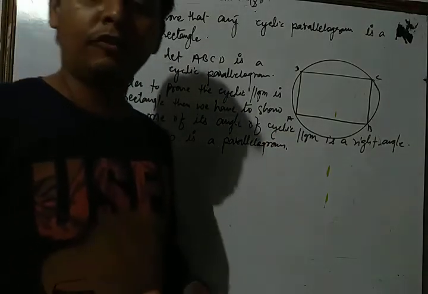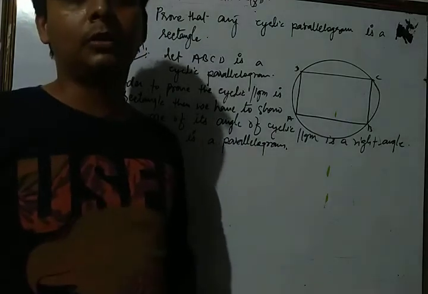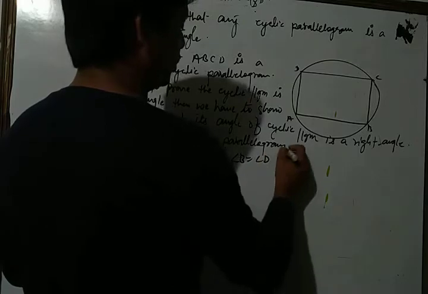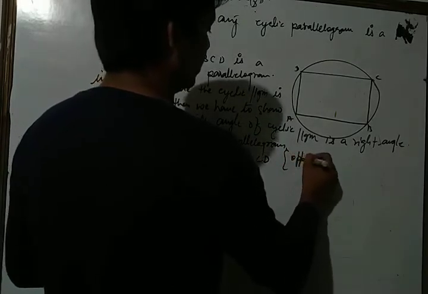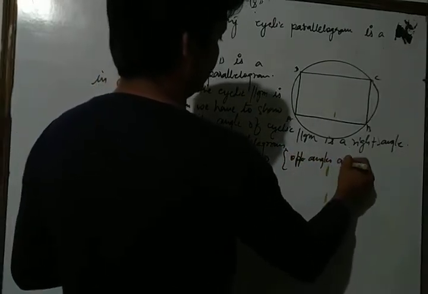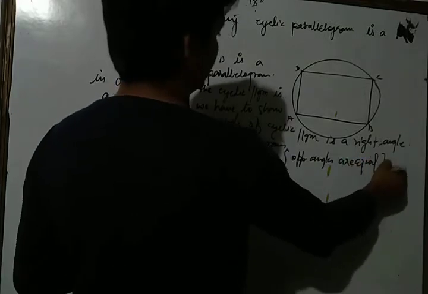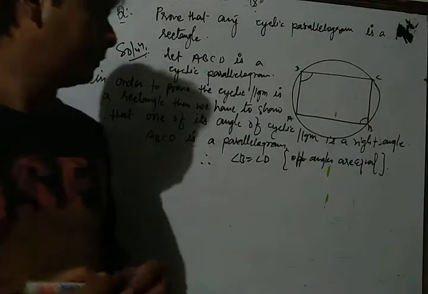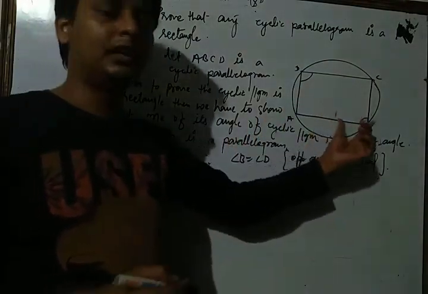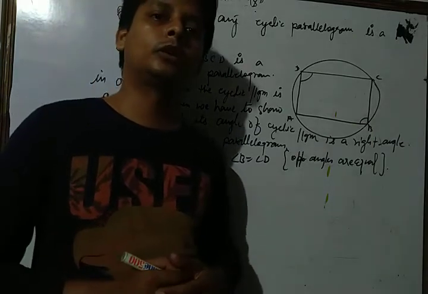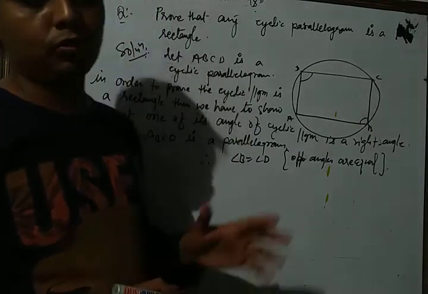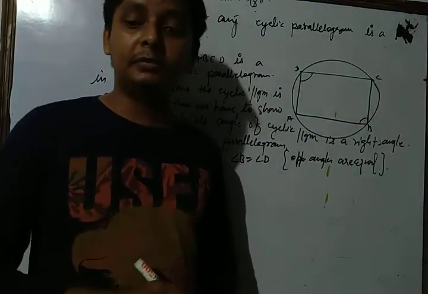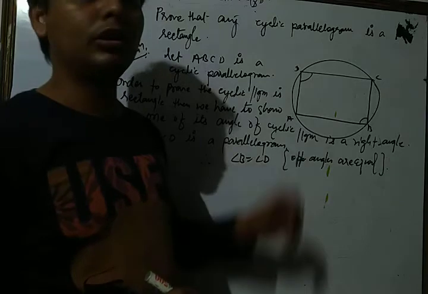parallelogram, then we know that the opposite angles of the parallelogram are equal to each other. Since angle B is equal to angle D, because opposite angles are equal, this is equation 1. Because this is a parallelogram, and we know that the opposite angles of a parallelogram are equal to each other, so angle B is equal to angle D. Now again, ABCD is a cyclic quadrilateral.